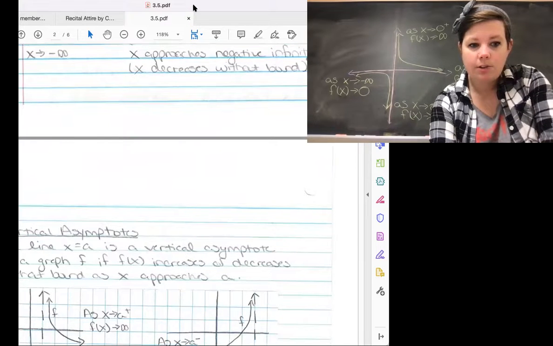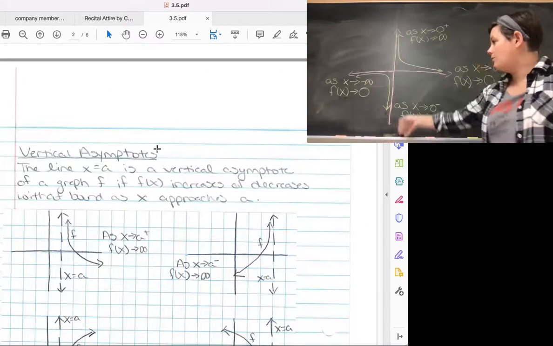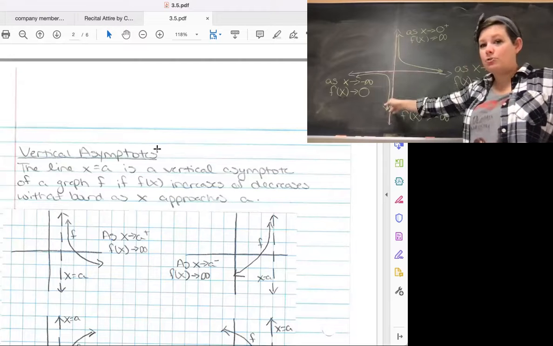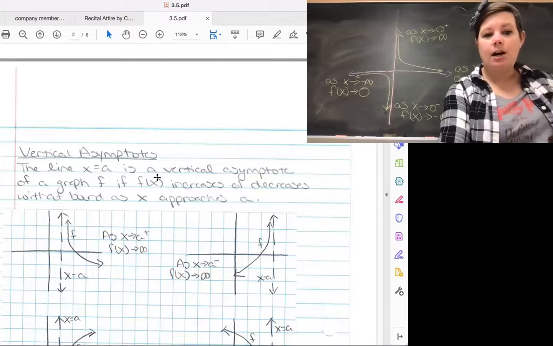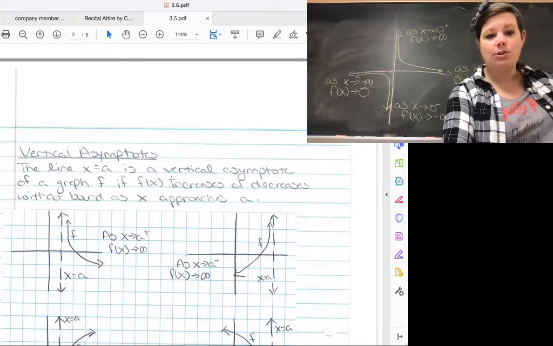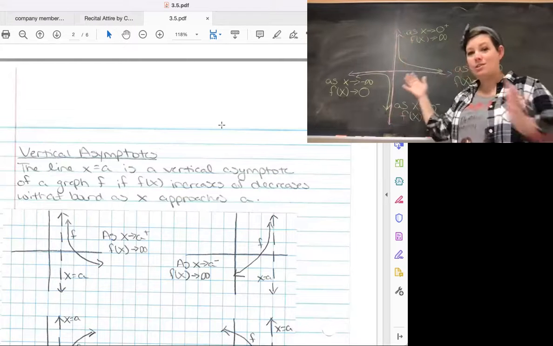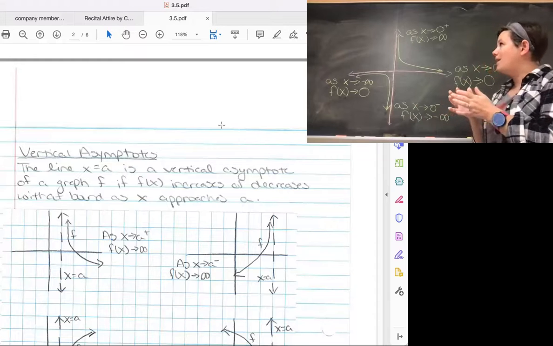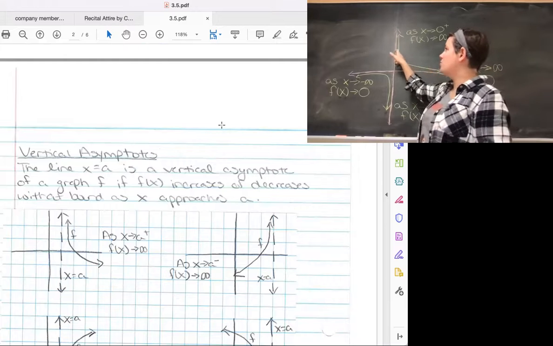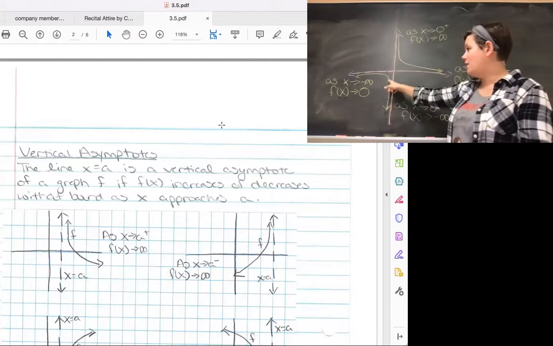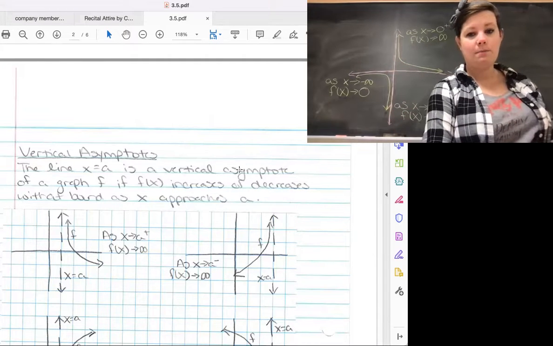So let me slide this over. Vertical asymptotes. In this graph, even though you kind of can't see it, there was a vertical asymptote that I drew in right there on the axis. That is a line where x equals some number, where your function increases or decreases without bound as x approaches it. That means your graph is going to shoot up or shoot down as it gets closer and closer to that line. The way that I always think about it is my graphs are going to hug my asymptotes. My graph gets closer and closer and closer to that asymptote, and it's going to hug it. The same thing is true for horizontal asymptotes, which we'll talk about in a few minutes.